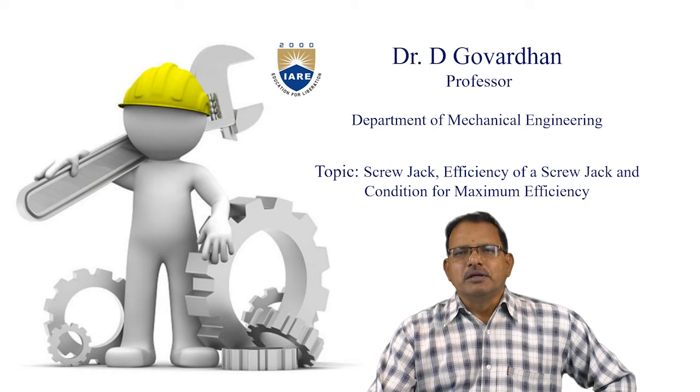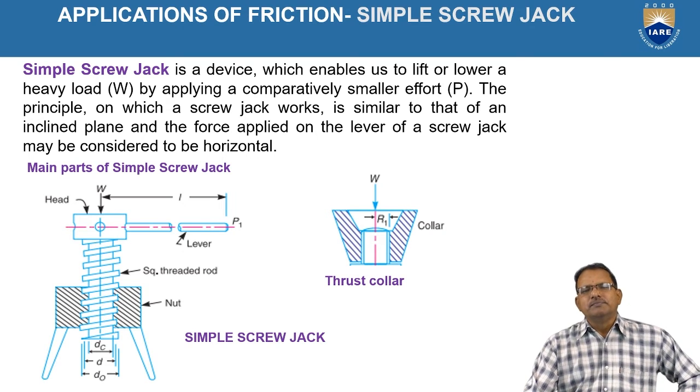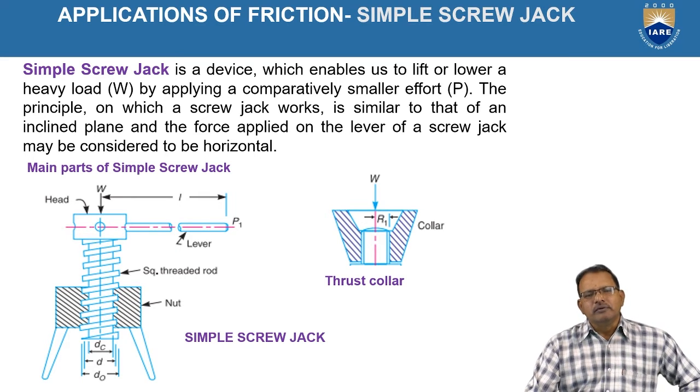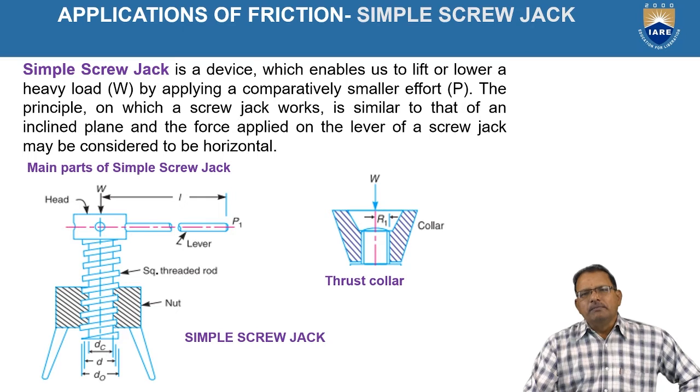Today's topic: application of friction, the simple screw jack. The screw jack is generally used for lifting or lowering heavy loads by applying a comparatively smaller effort. The principle on which the screw jack works is the inclined plane. The load is moving along the inclined plane by applying the effort in the horizontal direction.